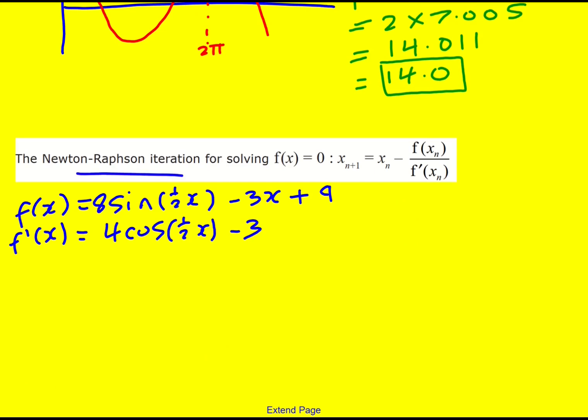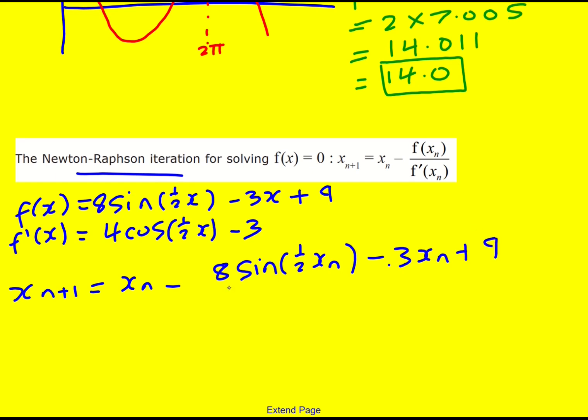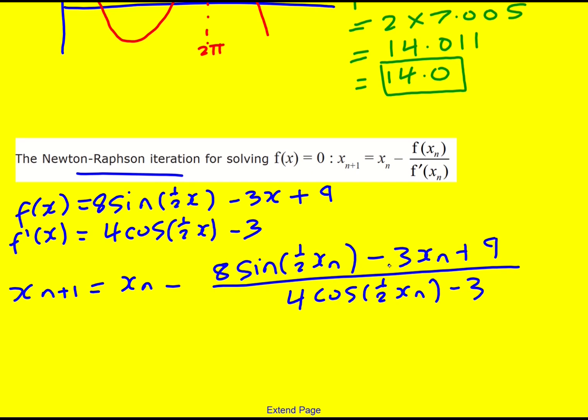So using Newton-Raphson iteration, I can write down that x n plus 1 is xn minus 8 sine a half xn minus 3 xn plus 9 all over 4 cos a half xn minus 3. And then we were told that x0 is equal to 5, and I can just substitute that into here to get x1.